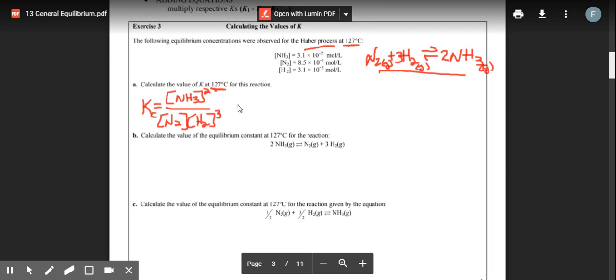Now that we have our equilibrium expression, I'm going to plug in each of these values. So 3.1 times 10 to the negative 2 goes here. 8.5 times 10 to the negative 1 goes here. And 3.1 times 10 to the negative third goes there. So I would take this squared divided by this times this cubed. And when I do so, I get a K value that's equal to 3.8 times 10 to the fourth.